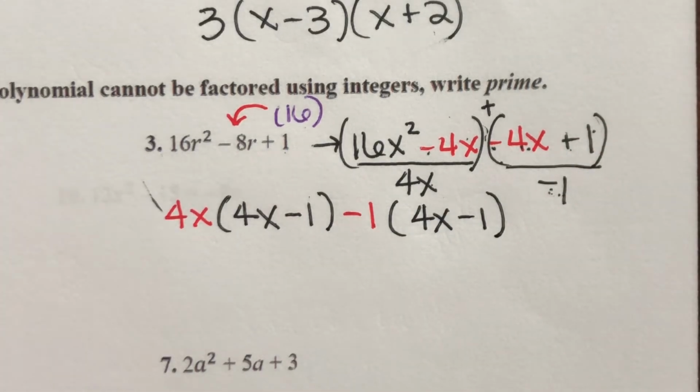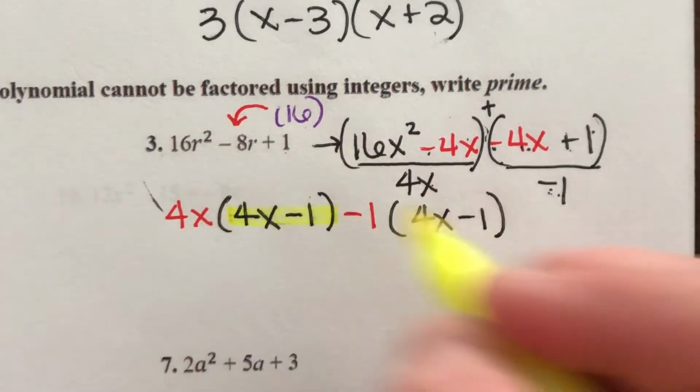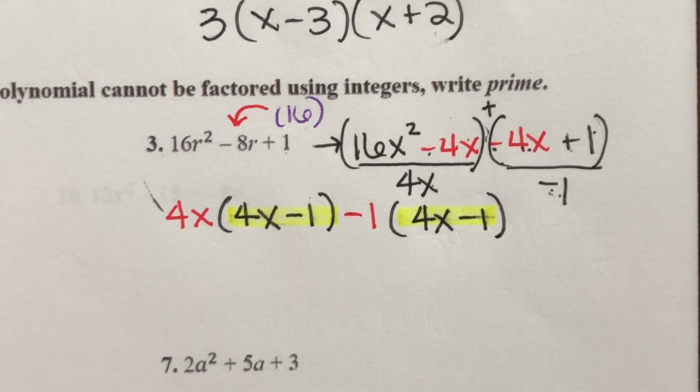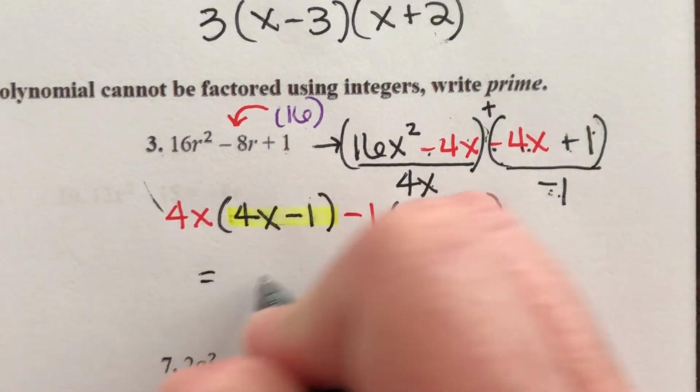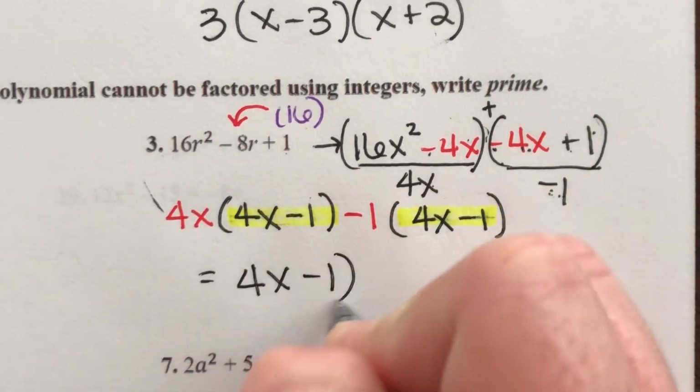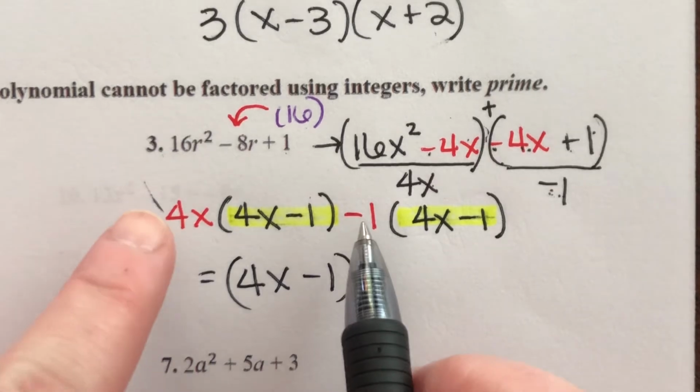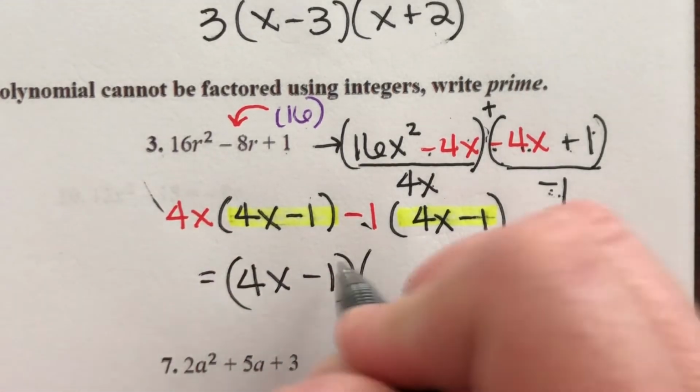Okay, so now you can see that what's left over inside parentheses matches. We want it to match. That's the goal. We want it to match. So now I'm going to write it first. And then I'm going to combine the two leading coefficients into their own parentheses.